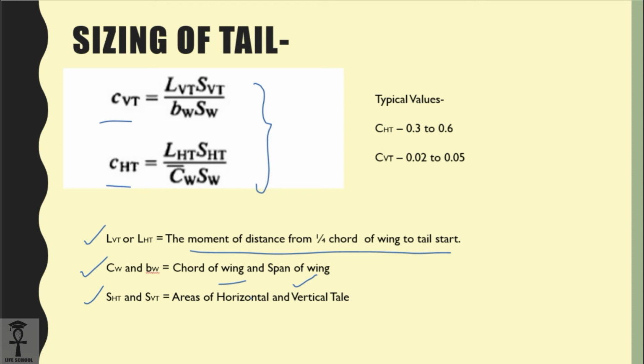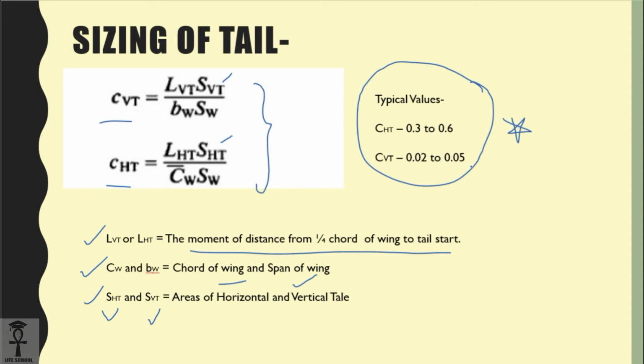Then the second thing we have over here is the SHT and SVT. These are the areas of the tails. So the vertical tail and horizontal tail, these are the areas of the tail. Now the typical values of these are mentioned in the references. So these are the typical values for these coefficients.